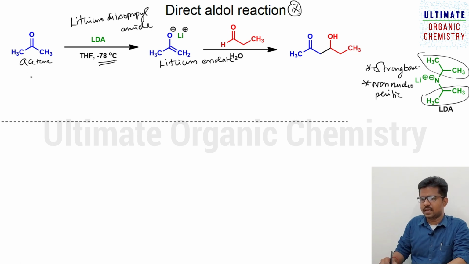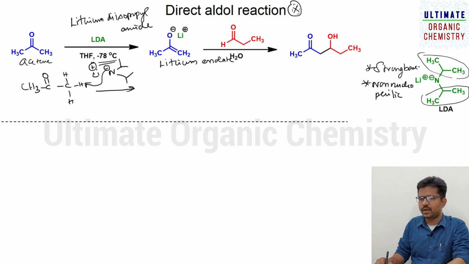So what happens in this case? Acetone, when it reacts with LDA, I'm writing as simple as possible. When it attacks this hydrogen, it is a base, it removes the hydrogen, and immediately this electron goes towards this carbon, and this electron will take this lithium plus. So it forms CH3, CO minus, lithium plus, double bond, CH2. So that is lithium enolate, this one, right?